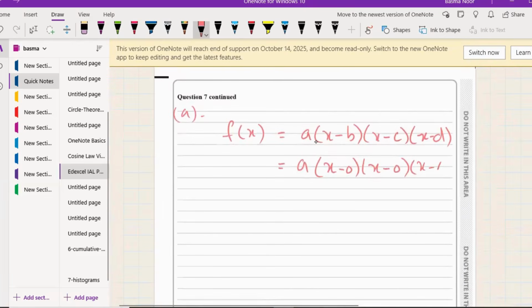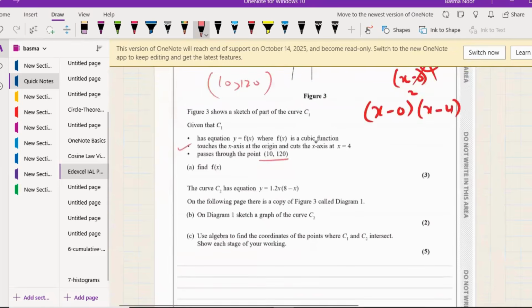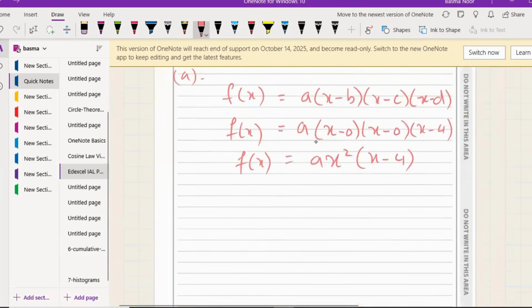Okay, x minus 4, right? So here is your f of x. Or you can write a bracket, x minus 0 becomes x times x, that is x squared, and then x minus 4, that is your f of x. But now we still have to find the value of a, which is pending. In the third point, they are giving you that the curve passes through the point (10, 120). If the curve passes through the point, it means you can insert that point into the equation of the curve. So we're now going to replace f of x with 120.